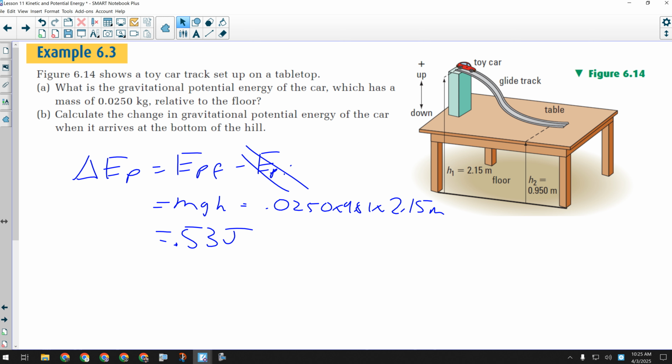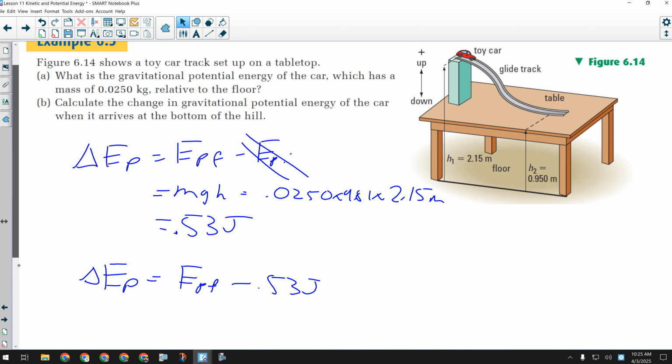Calculate the change in gravitational potential energy of the car when it arrives at the bottom of the hill. That's going to be another one of these calculations, except now it's EP final minus 0.53 joules, that's our initial. Is it going to give me a negative number here? Is that okay? It is. It's lost that potential energy. As it goes down the hill in a perfect physical world, all that potential is turned into kinetic. So it's okay that we get a negative number here.